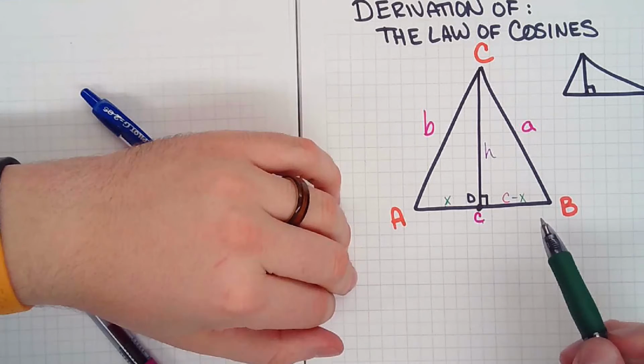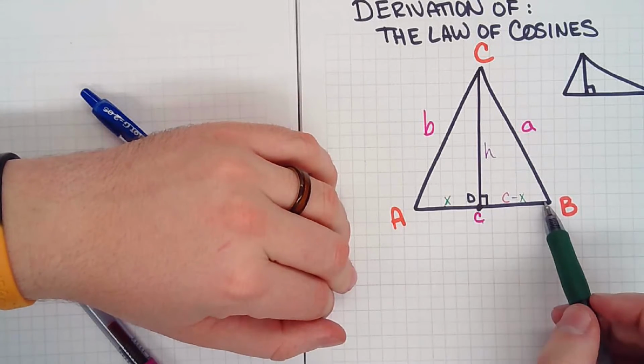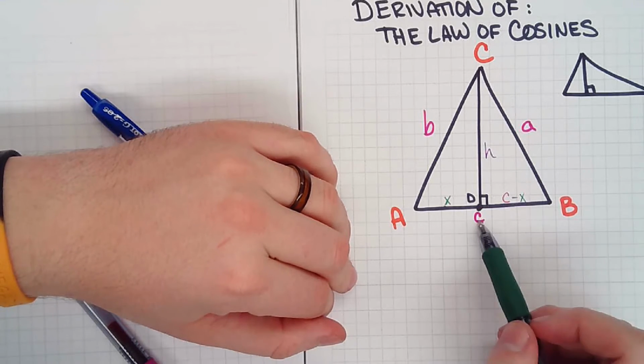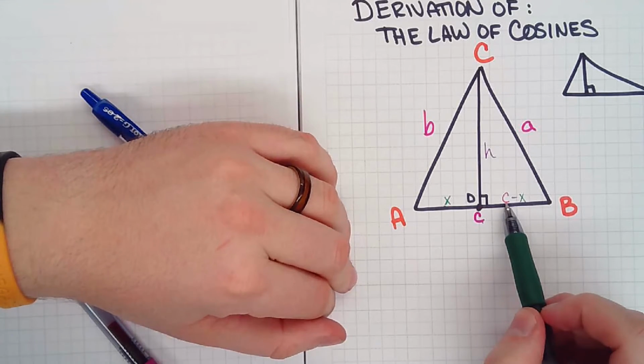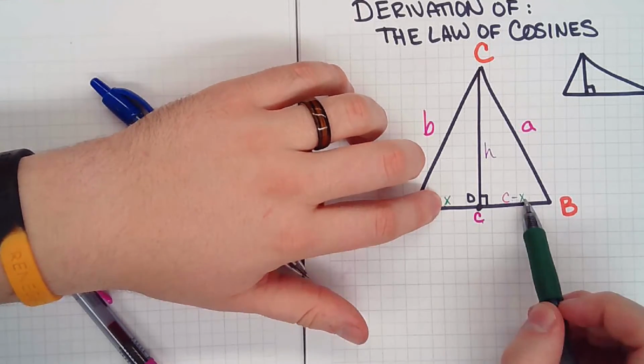And how do we do that mentally? Well, if the whole thing's 10 and that's 6, we can do 10 minus 6 and get 4. Otherwise known as C minus X. Again, if C is 10, we get 10, and if X is 6, we get 6 here. So 10 minus 6 is going to be the length, which of course is 4.